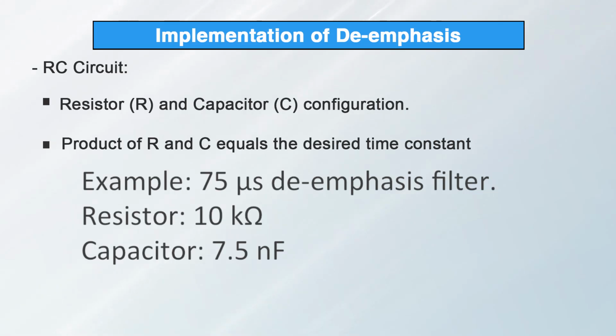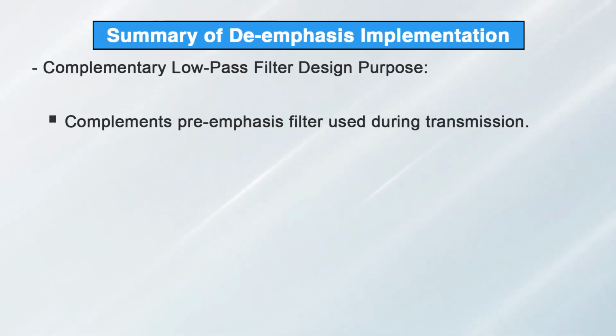For a 75 microsecond de-emphasis filter, a common configuration might involve a resistor of 10 kilo ohms and a capacitor of 7.5 nanofarad. The transfer function of such an RC circuit can be expressed as H_de-emphasis(f) = 1 / (1 + j2πfτ), where f is the frequency, j is the imaginary term, and tau is the time constant. In summary, the implementation of de-emphasis involves designing a low pass filter with a frequency response that compensates for the pre-emphasis filter used during transmission.